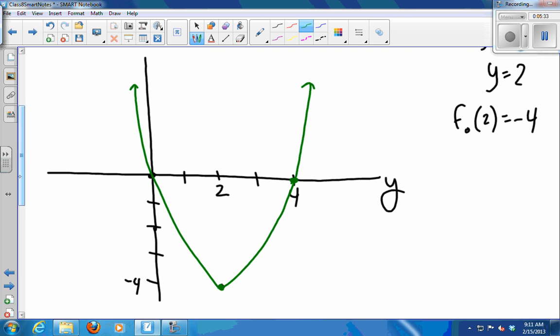So everybody is clear how I got the key points in this parabola. To find the vertex, take the derivative, set it to 0. That's where the vertex is along the horizontal axis. Take that point, plug it into the original to get the y-coordinate, or the vertical coordinate. And then the x-intercepts you just find by setting the function equal to 0.